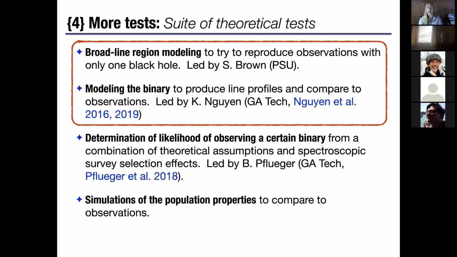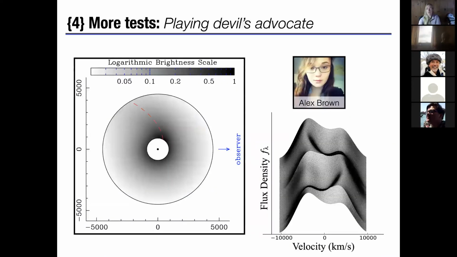But I want to talk about a suite of theoretical tests that we're doing in addition, because I think they provide a couple of interesting ways about thinking about these systems. So the first thing is a project by an undergrad at Penn State. Her name's Alex. And she has been playing devil's advocate and doing the sort of alternative thing of asking whether we can explain what we're seeing with a single black hole.